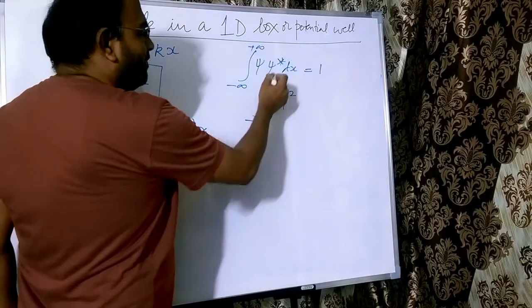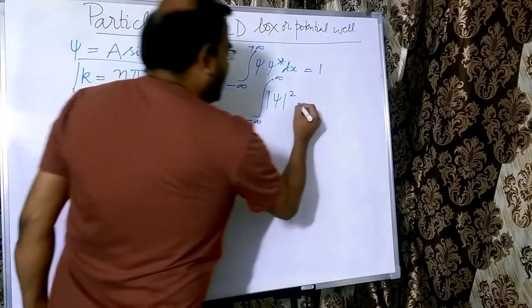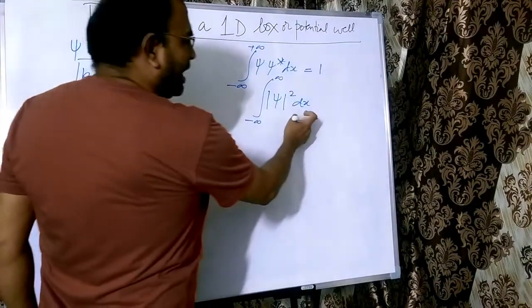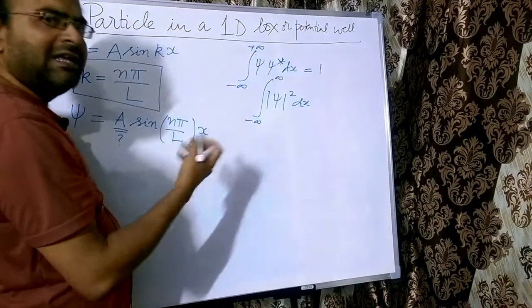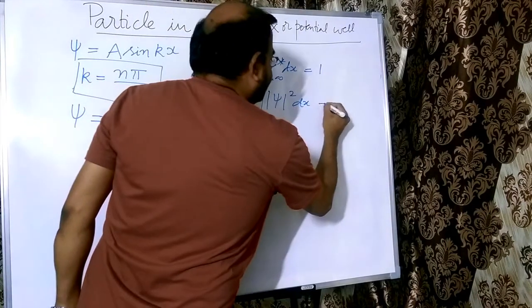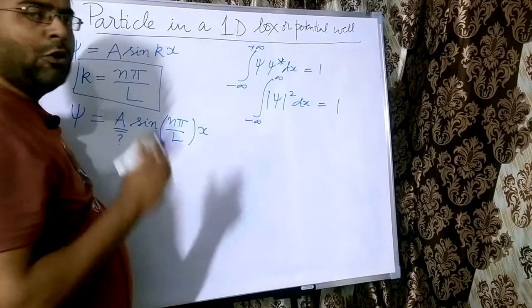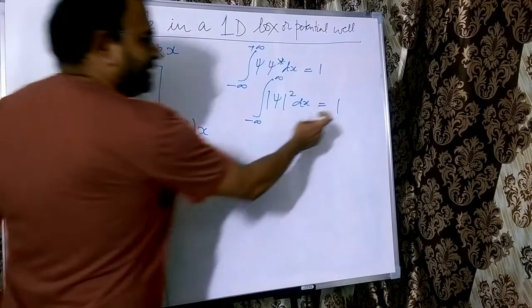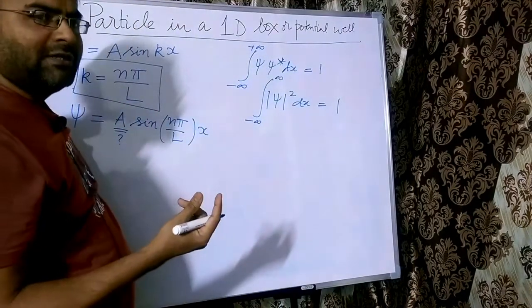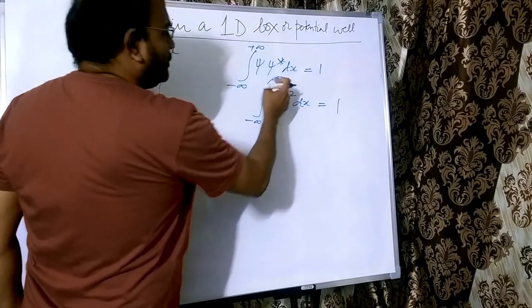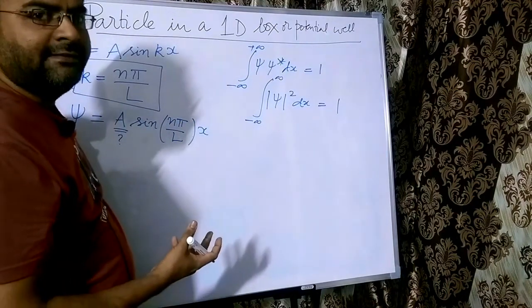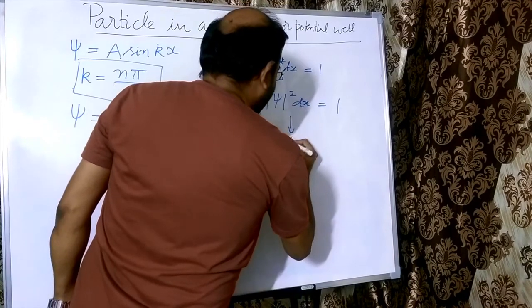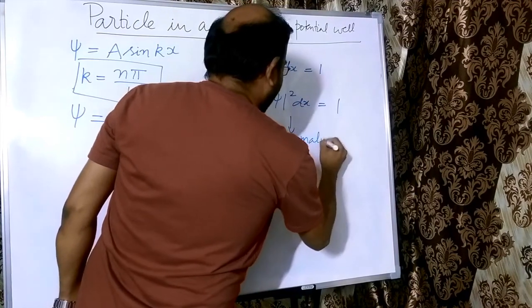between the limits minus infinity to plus infinity, because this is a one-dimensional problem, I am using only dx, otherwise I will have to use dx, dy, dz or dv, that is volume element. The right-hand side is always 1. This tells us that there is a definite probability, which is equal to 1, of finding the particle anywhere between minus infinity to plus infinity in space. That is what normalization means. So this is called the normalization condition in quantum mechanics.